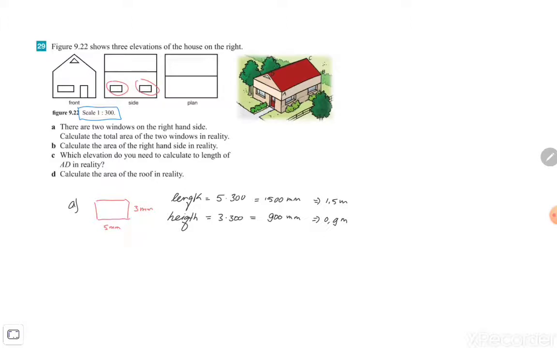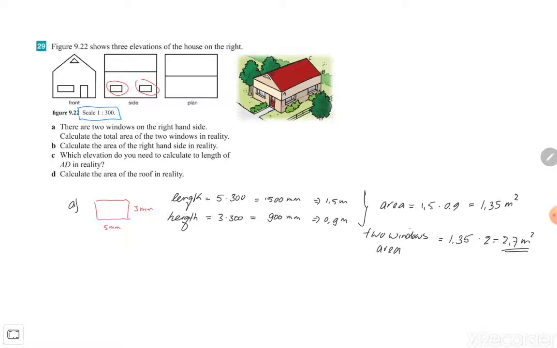Because if I need to calculate the area, we need to do 1,5 multiplied by 0,9, and it is allowed to use your calculator. So just one window has an area of 1,35 square meters. But they ask you to calculate the total area of the two windows. So the area of the two windows is 1,35 times 2, so that's 2,7 square meters.